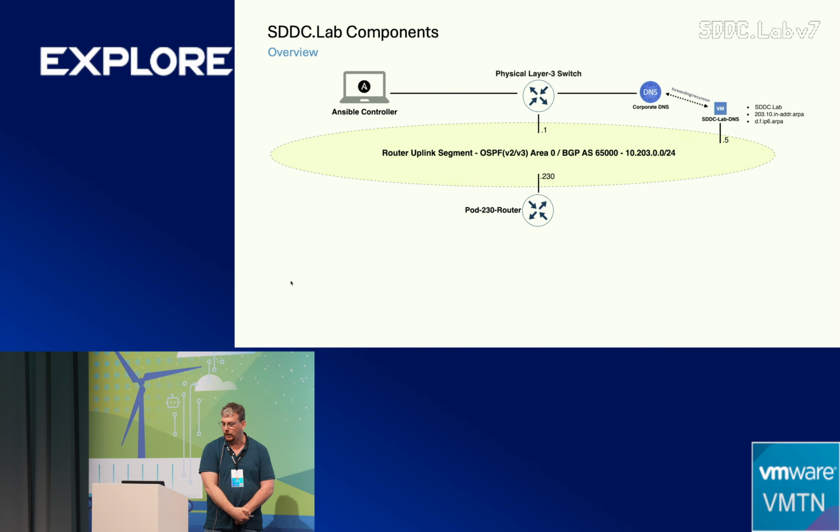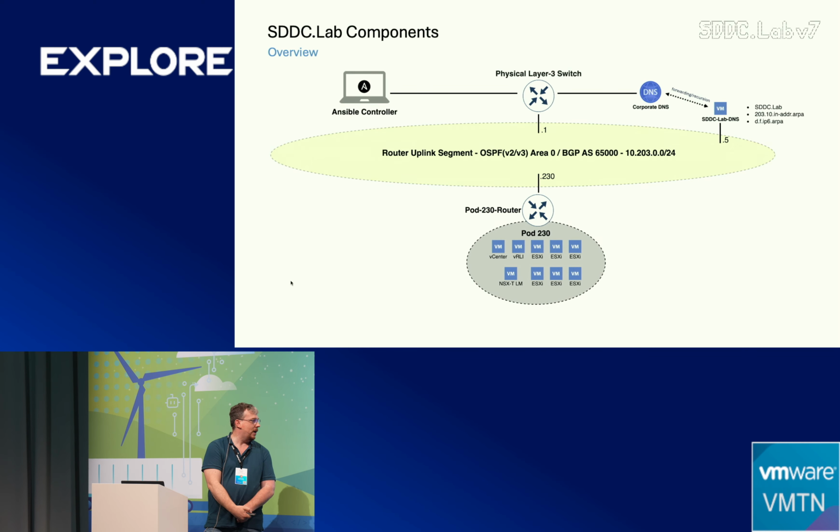The next step when deploying a pod is the pod router. So this is the counterpart of the physical layer 3 switch. The pod router is configured to either do static routing, BGP or OSPF in that uplink segment towards the physical layer 3 switch.